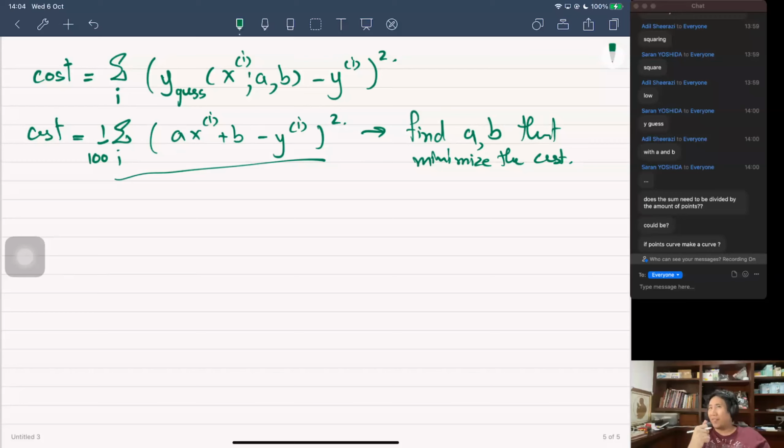If points make a curve, there is no curve. There is only a line. You fix A and B already, right? You just scale down everything by a factor of 100. You did not change the person that has the best value. Are we good?